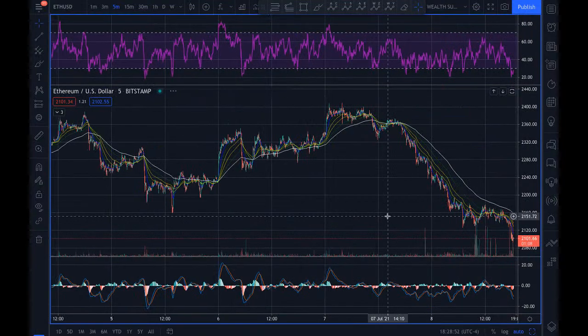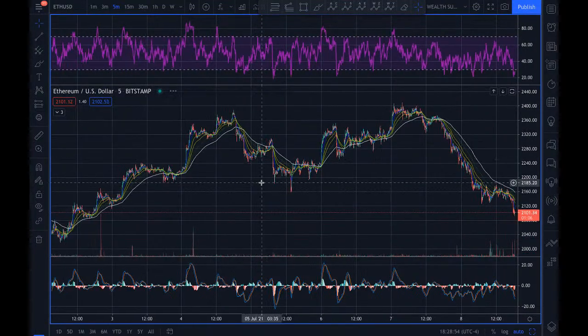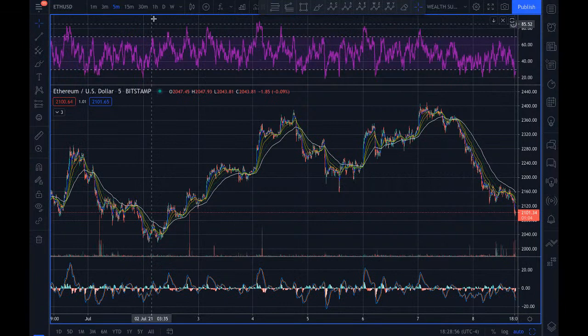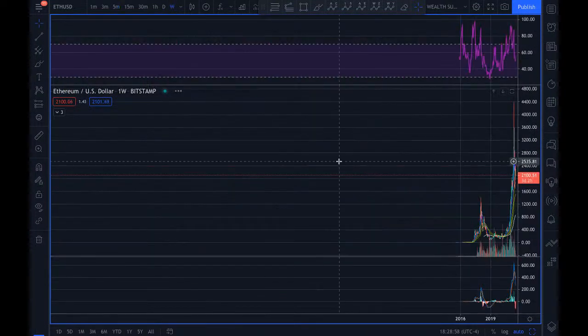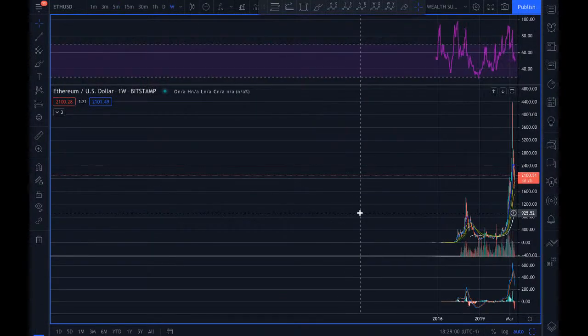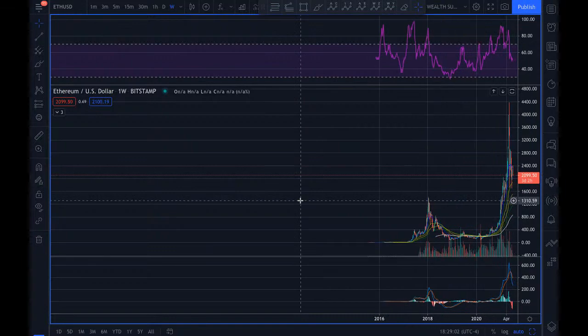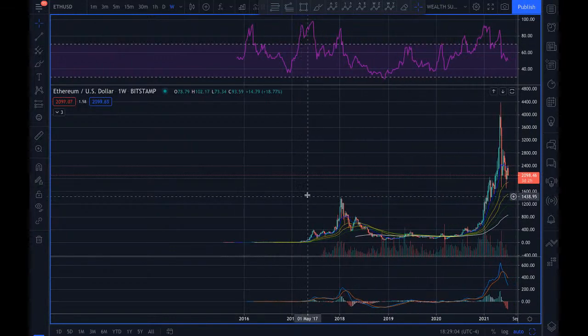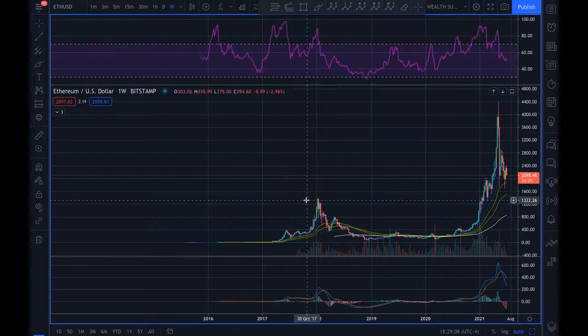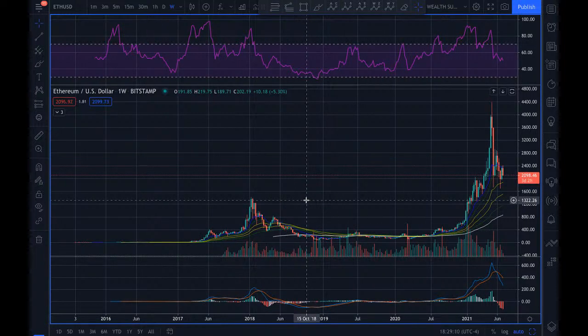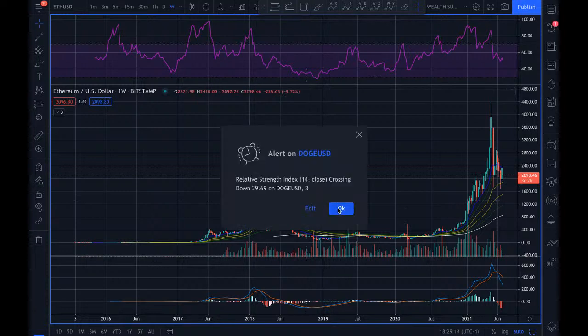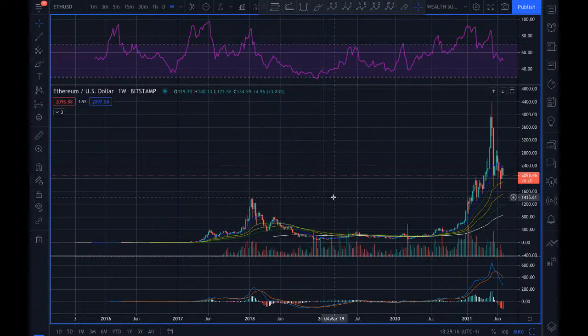Full screen on Ethereum. Okay, this is my first time looking at Ethereum recently. So let's look at the weekly chart. Ooh. Doge alerts. So do you see the sell signals I was talking about?